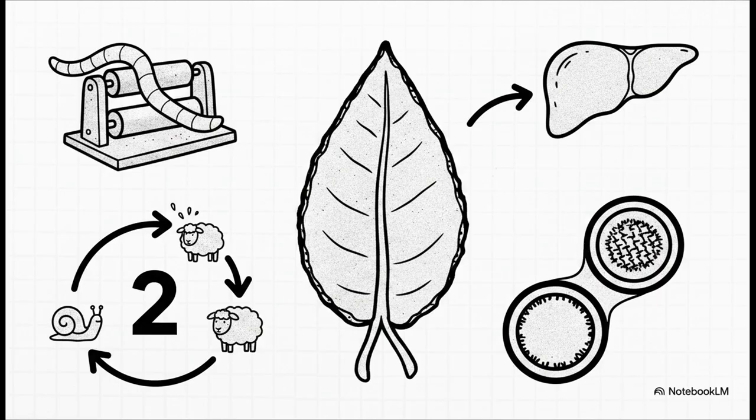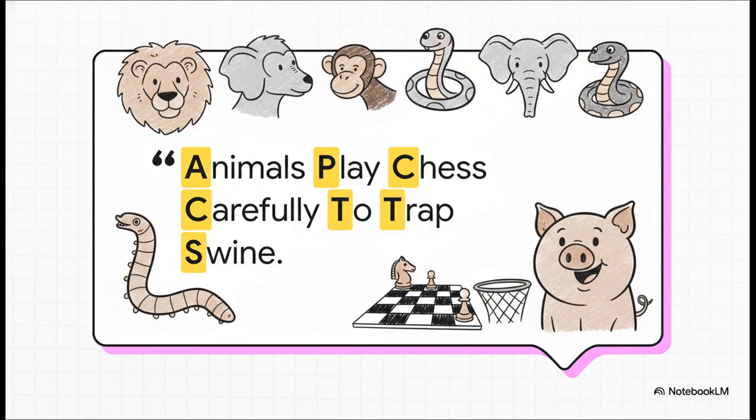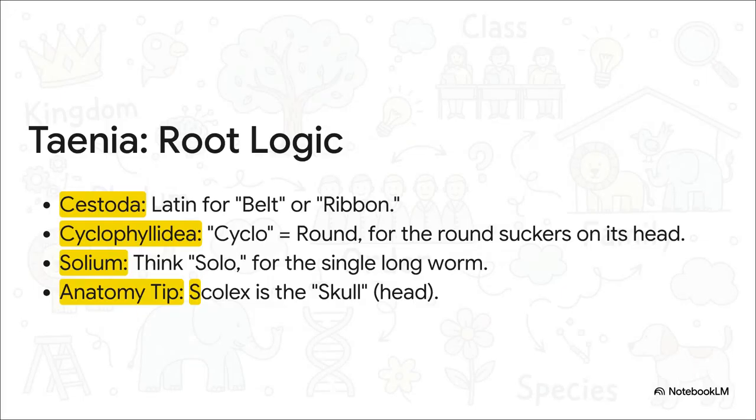And for your lab practical, the oral sucker is for eating, and the ventral sucker acts like Velcro to stick on tight. Let's knock out one more animal, the pork tapeworm, Taenia solium. Another parasite, another list. Our memory trick is animals play chess carefully to trap swine. And having the word swine right at the end is a perfect little reminder that we're talking about the pork tapeworm. Let's decode its biology from the names.